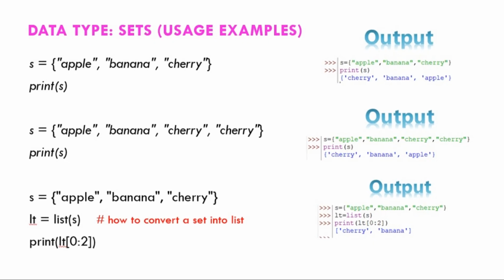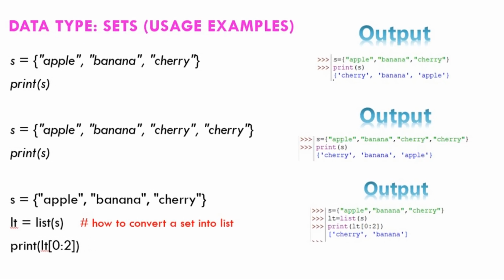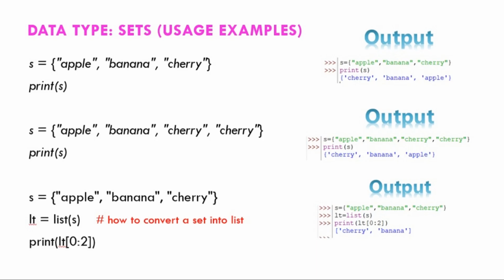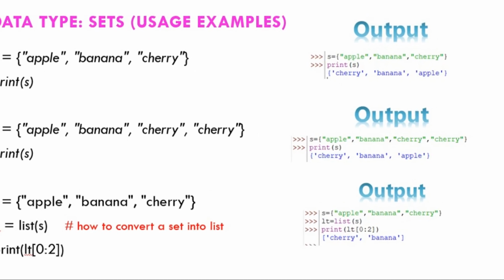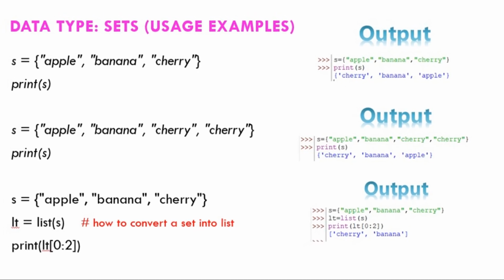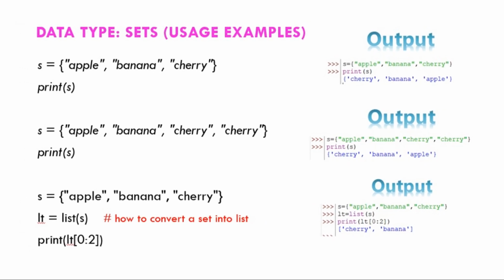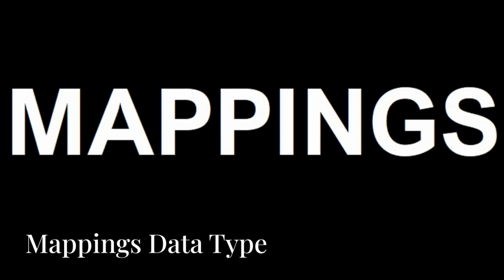Data type, sets. A set is an unordered collection of values with no duplicate entries. It does not print repeated values. It is immutable, meaning it cannot be changed, and is not subscriptable. That is, it cannot be referred to like s of 1, s of 2, and so on. Its values are enclosed in curly brackets.